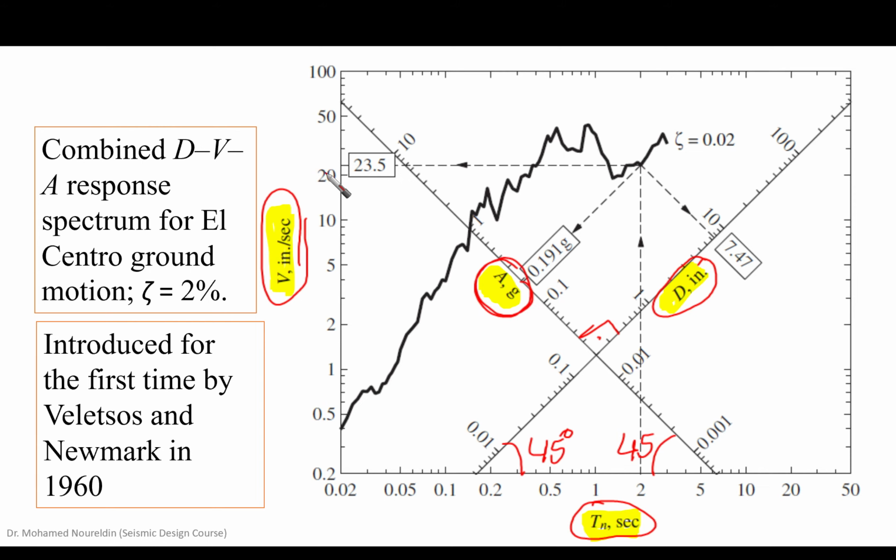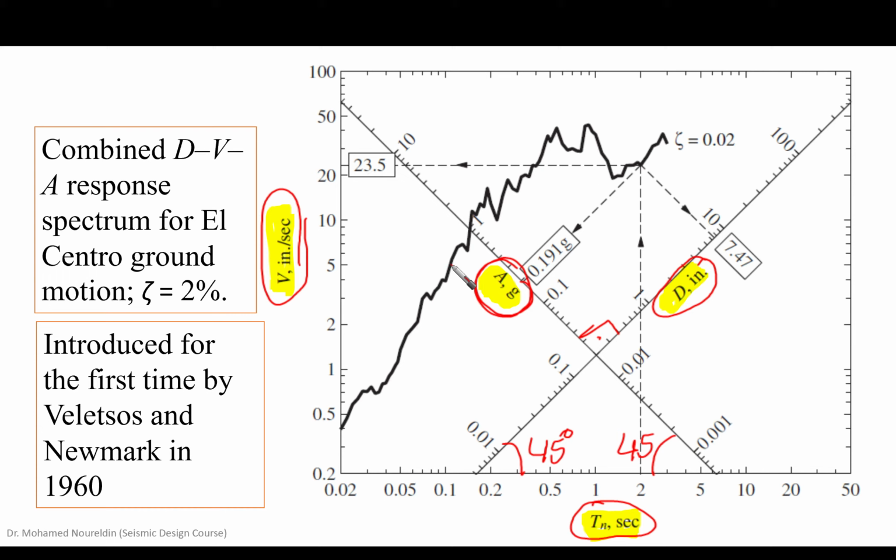So we have 4 scales here, all of them logarithmic. The horizontal and vertical scales are exactly the same. But the 2 inclined axes of D and A are also logarithmic scales, but a little bit different from the scale of the vertical one. That's what we want to see.